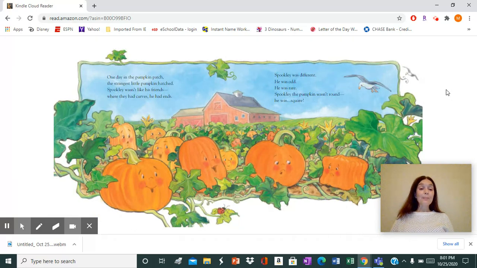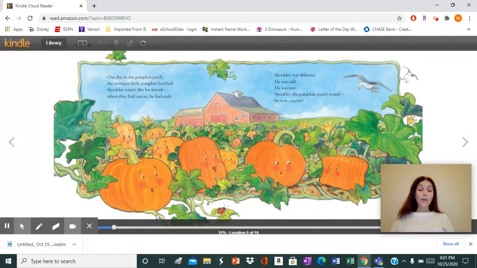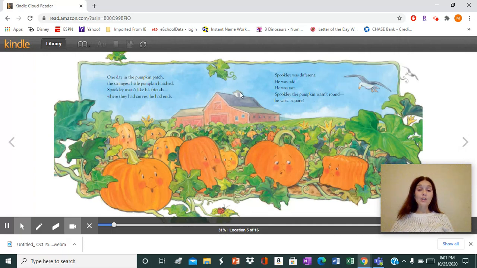One day in the pumpkin patch, the strangest little pumpkin hatched. Spookley wasn't like his friends. Where they had curves, he had ends. Spookley was different. He was odd. He was rare. Spookley the pumpkin wasn't round. He was square.